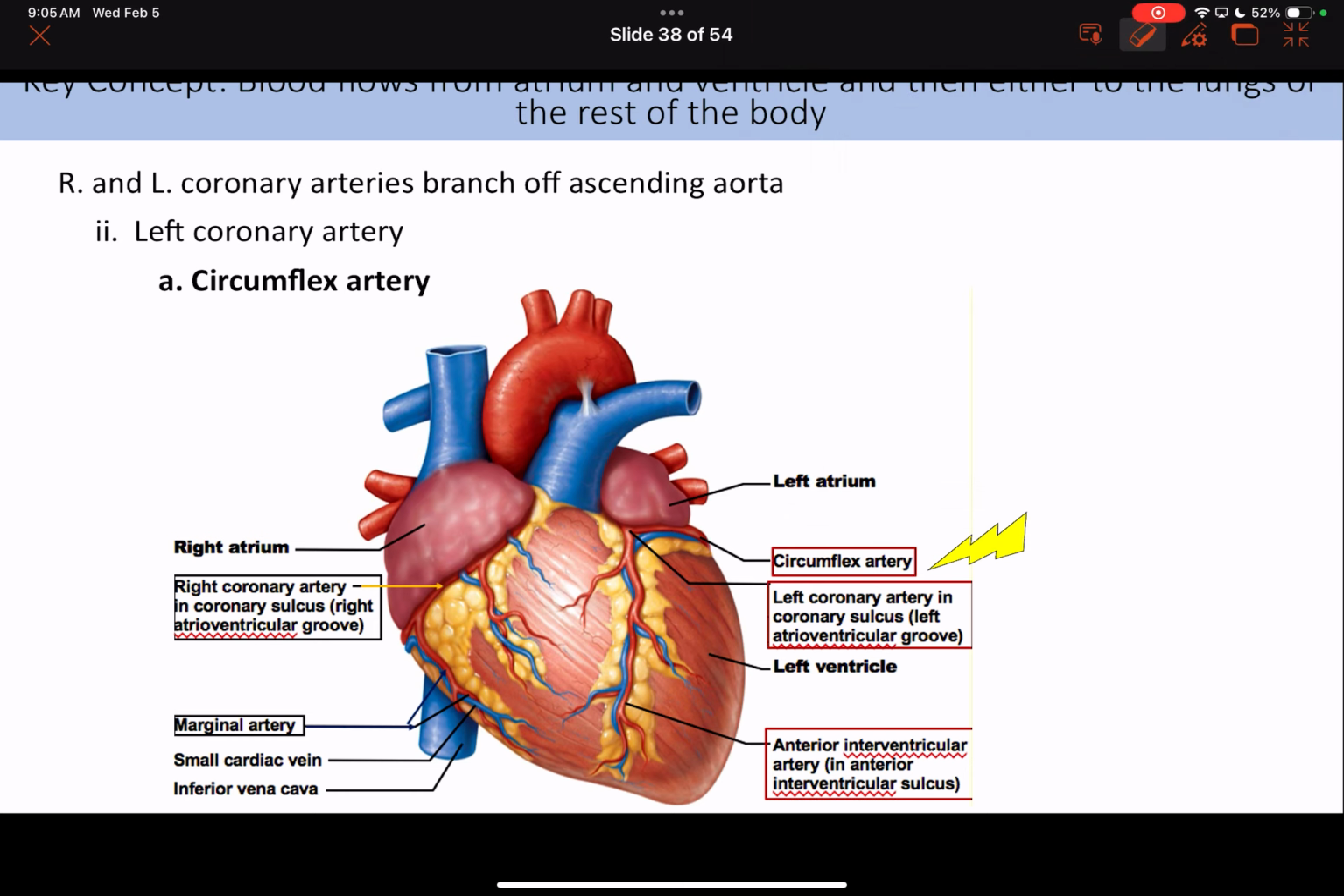On your learn list, and especially for vessels, when you see one vessel named and then two vessels indented after that, that means these two branch off from that one. So we have the left coronary artery first, and it's going to fork. The left anterior descending artery is going to go in one direction. The circumflex is going to go in another direction. But they're both coming off of that left coronary artery.